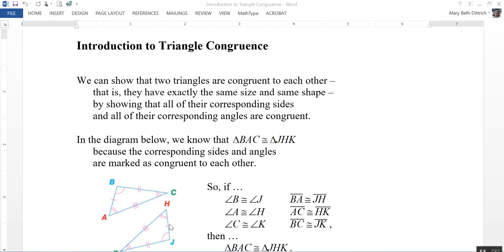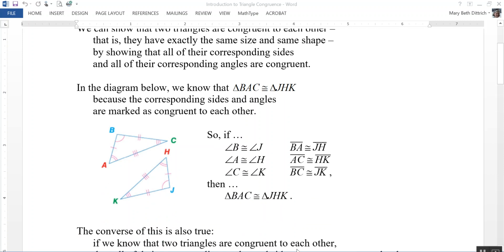This is an introduction to triangle congruence. We can show that two triangles are congruent to each other, that is, they have exactly the same size and same shape, by showing that all of their corresponding sides and all of their corresponding angles are congruent. So in the diagram below, we know that triangle BAC is congruent to triangle JHK because the corresponding sides and angles are marked as congruent to each other.